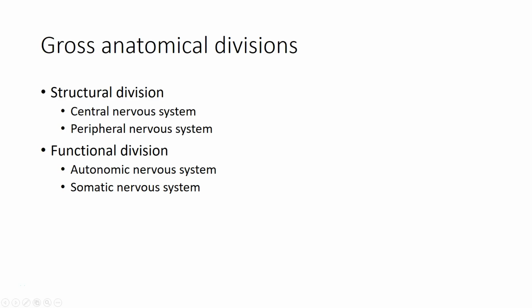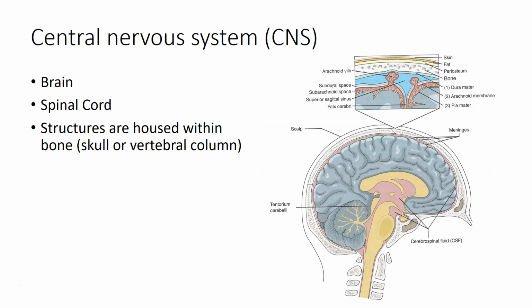We can look at the overall structure of the nervous system in a few different ways. In the big picture, we can either look at how things are organized structurally in terms of anatomy, or look at how things are organized functionally in terms of how they work. The structural division between the central nervous system and the peripheral nervous system divides the brain and the spinal cord from the rest of the nervous system.